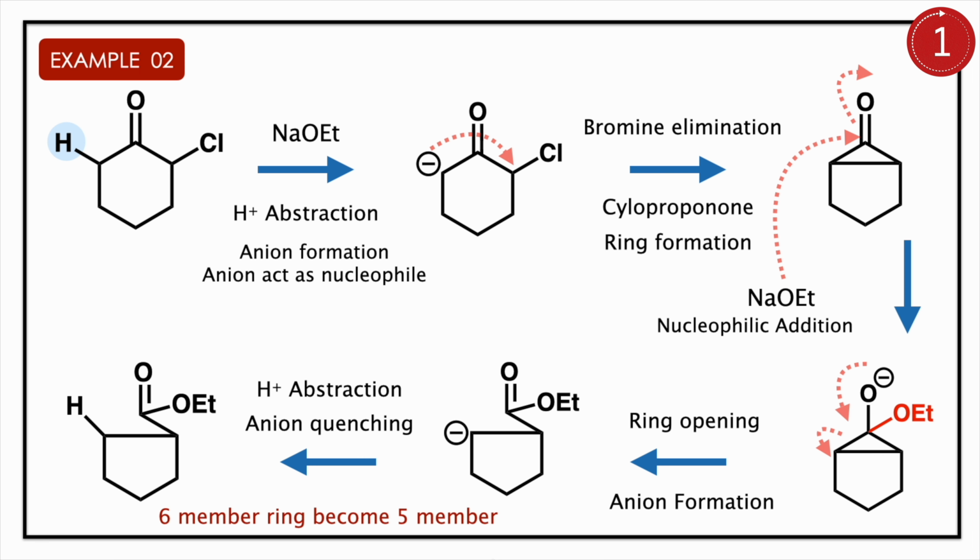Here you should note that the 6-member ring becomes a 5-member ring. So the concept you have to learn here is that in Favorskii rearrangement, ring contraction happens if the carbonyl is present in the ring.